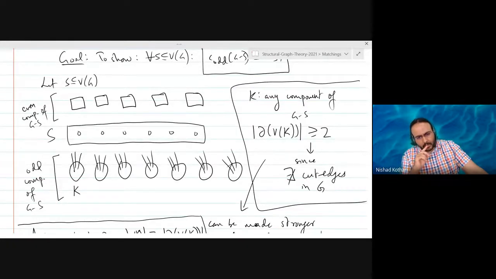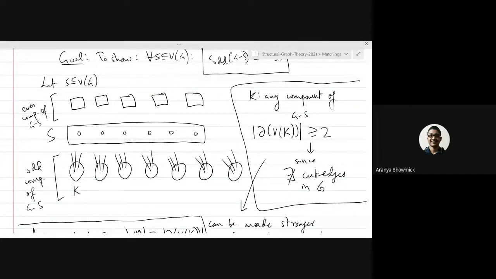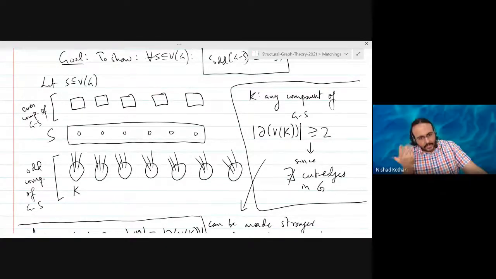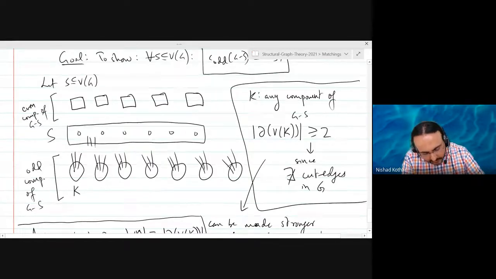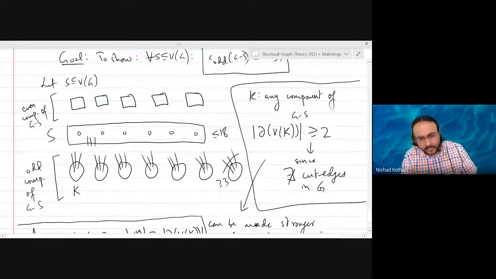But this is a cubic graph. How is this possible? How can you have 7 multiplied by 3, 21 edges going into the set S, which has only 6 vertices? Exactly. Because it will be at most 18. You can't have 21 edges because you can have at most 18 edges coming out of this, right? This is at most 18, right? And here you have at least 3 for each of them.